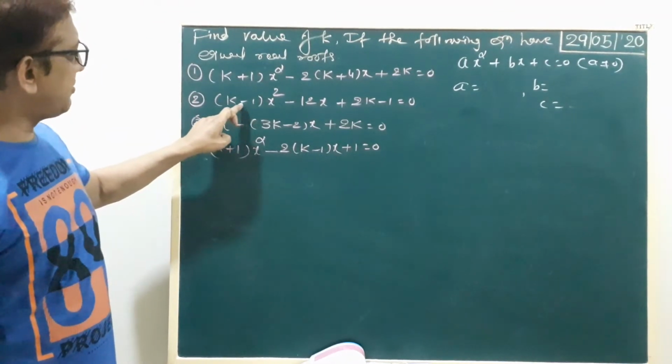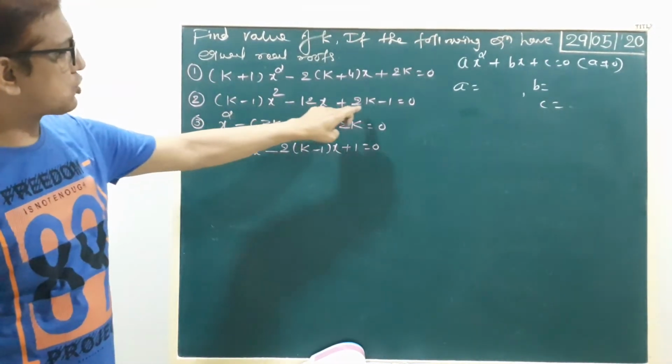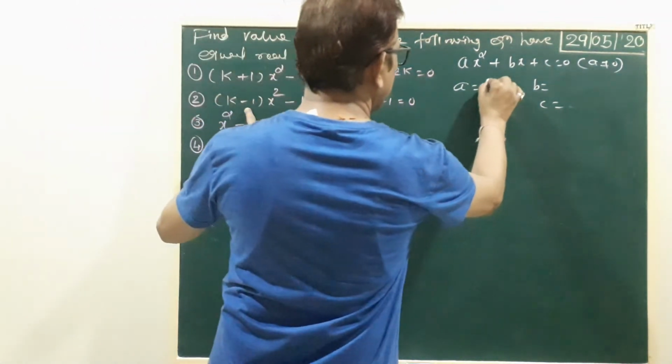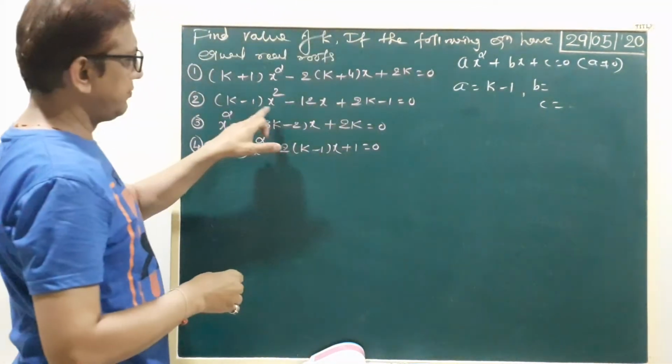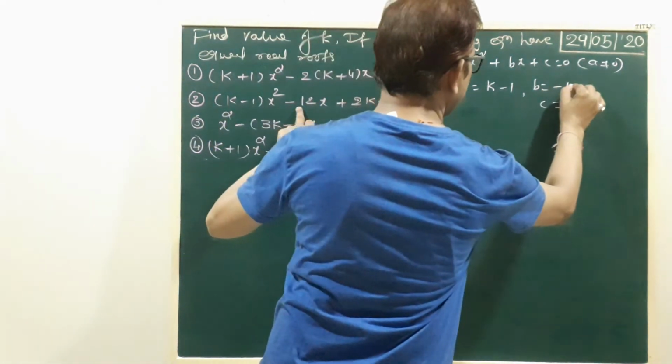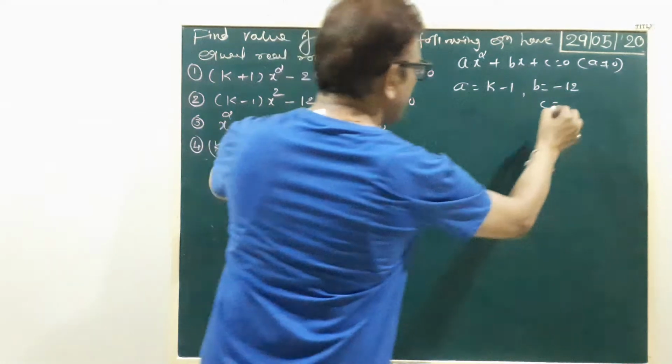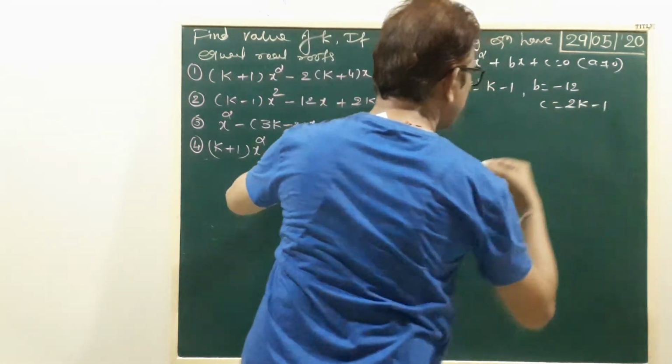Second question: (k minus 1)x square minus 12x plus (2k minus 1) equal to 0. Now compare with the standard equation. Here a is k minus 1, b is minus 12, and this one is the constant, so c equals 2k minus 1.